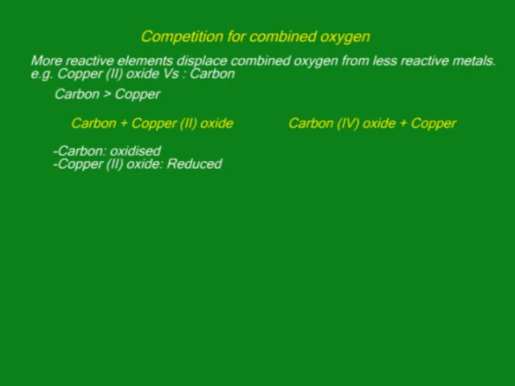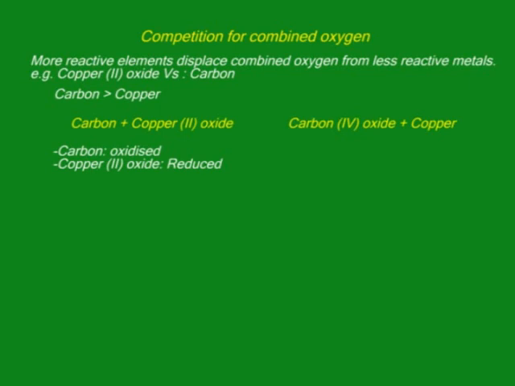That is shown by the equation on your screen. Carbon plus copper 2 oxide forms carbon 4 oxide plus copper metal. We say that carbon has been oxidized while copper 2 oxide has been reduced. The reverse cannot happen in that copper cannot displace oxygen from carbon 4 oxide. Why? Because carbon is more reactive than copper.